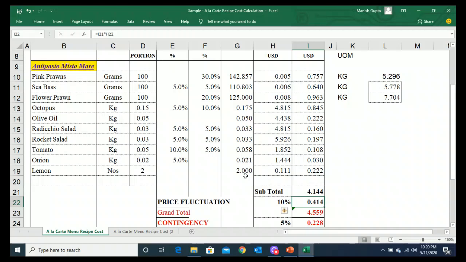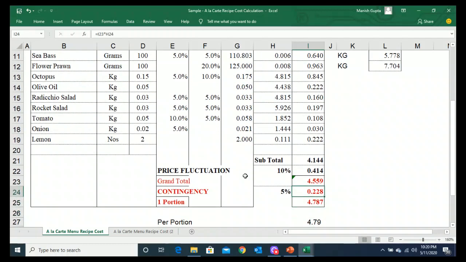It cannot remain fixed. Then the contingency is usually for any spoilage, any waste, or any operational loss because of the handling. Maybe there is an error in the freezers. There is a spoilage. There is a wastage. There is a damage of the goods. So it will consider the cost of those mishappenings in the restaurant. It is usually a percentage based on your past experience.